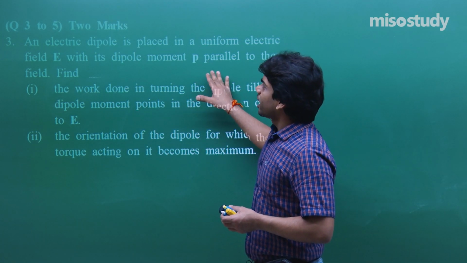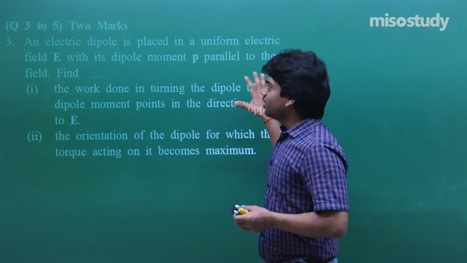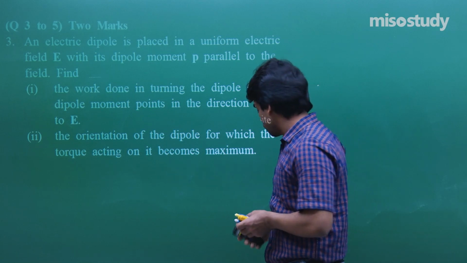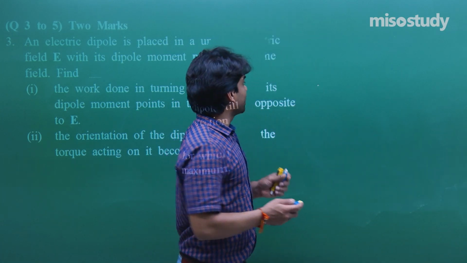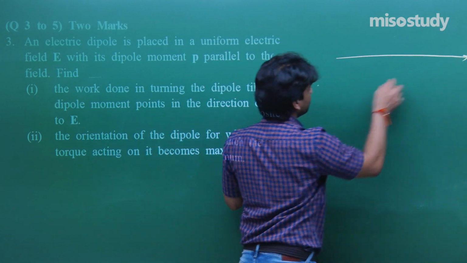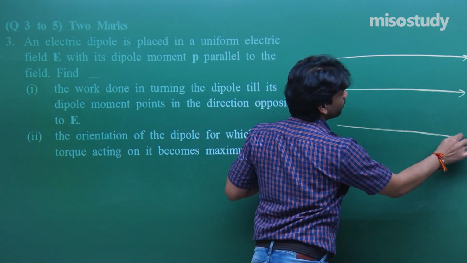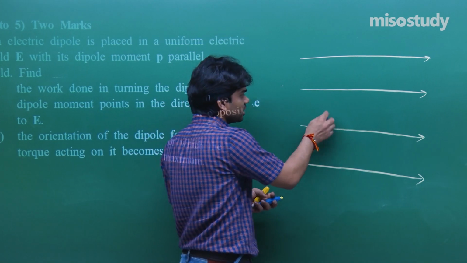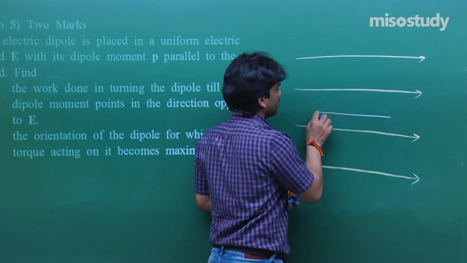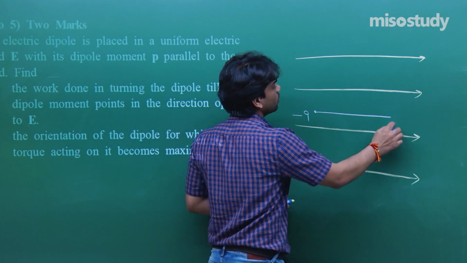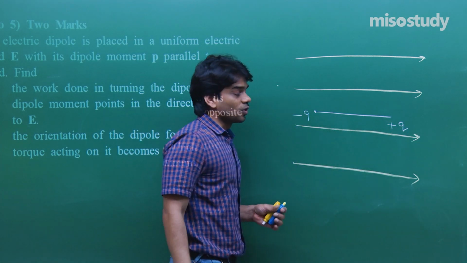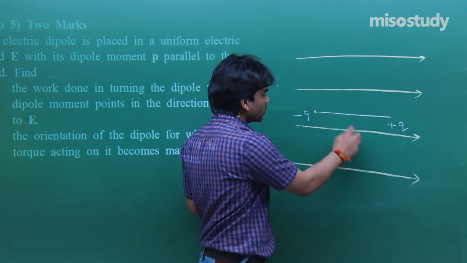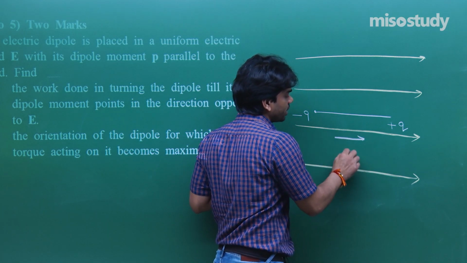Third question: an electric dipole is placed in a uniform electric field E with its dipole moment P parallel to the field. I believe that the scenario is clear to you all. So the dipole is placed in electric field E and the dipole axis should be parallel to the field. So I am going to place the dipole in this sense, 2 charges minus q, plus q. We all know that the dipole moment direction is always minus charge to plus charge. This will be the sense of dipole moment.